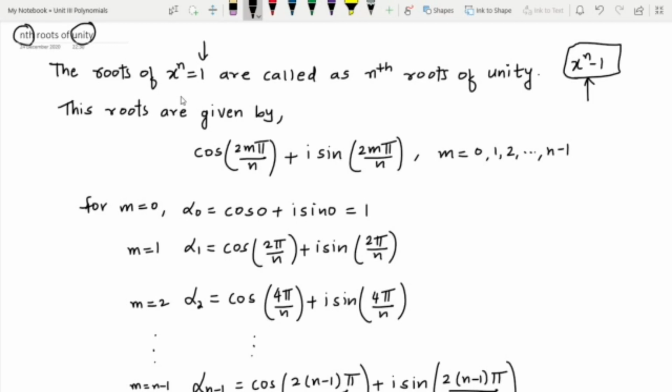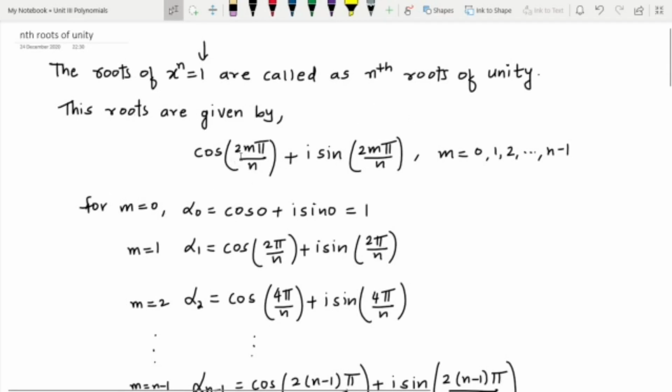Over here we are going to find nth roots of 1. In other words, we are going to find roots of the polynomial x raised to n minus 1. If we equate it to 0, what do we get? x raised to n is equal to 1. So the roots of x raised to n is equal to 1 are called nth roots of unity, and these roots are given by this equation.